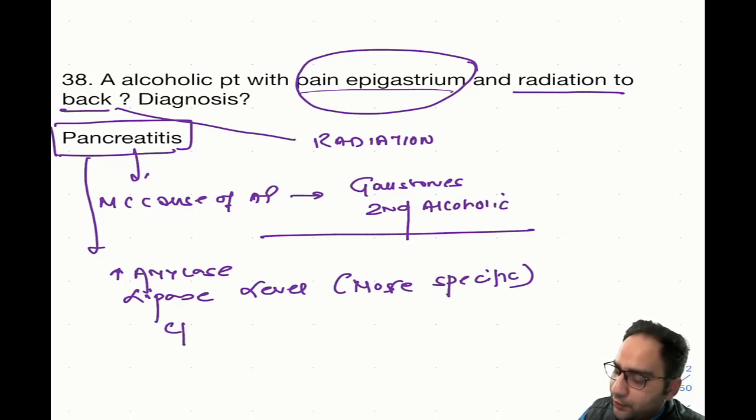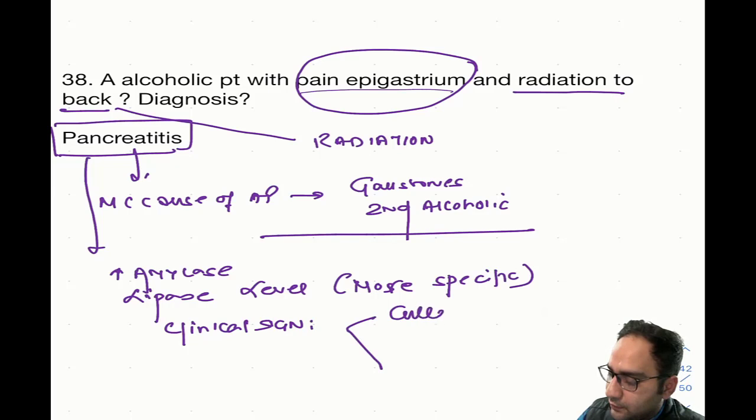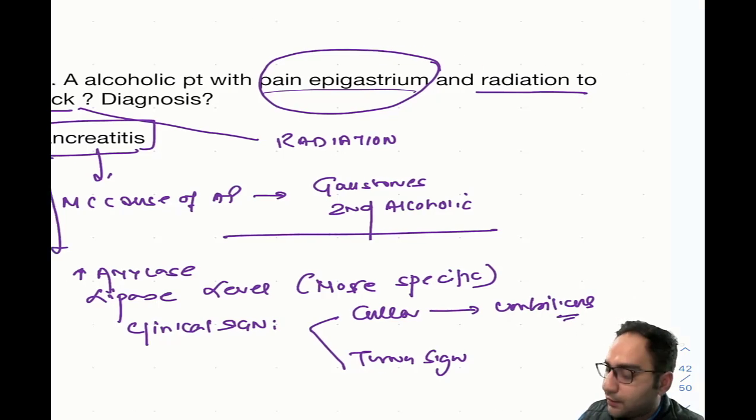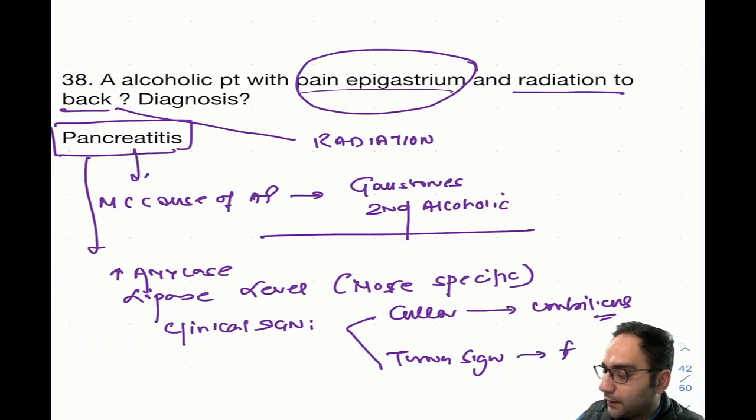And not to forget, you get certain clinical signs, which are the Cullen sign and the Turner sign, right? Cullen sign you get in the umbilicus, where there is bruising and discoloration, and Turner sign you get in the flanks.